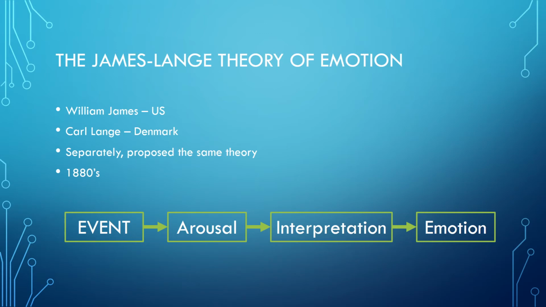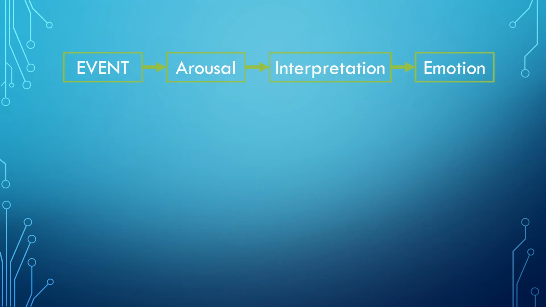Those physiological symptoms are interpreted, they're thought about, and a conclusion is drawn from them, and that conclusion is the identification of the emotion. So, on the next few slides, we'll see how that works. Okay, event, arousal, interpretation, recognition of emotion. So let's have a look at how that actually works out.